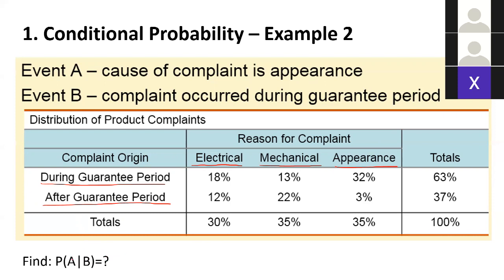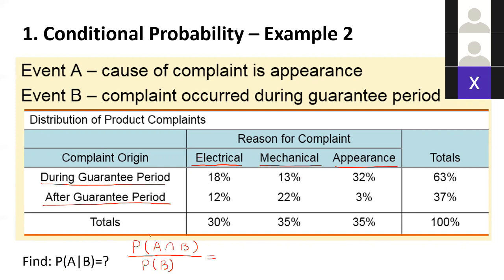By definition, the probability of A given B is defined as the probability of the intersection of A with B, over the probability of B. First of all, we need to check the probability of the intersection between A and B. A is cause of complaint is appearance. Event B is complaint occurred during the guarantee period.